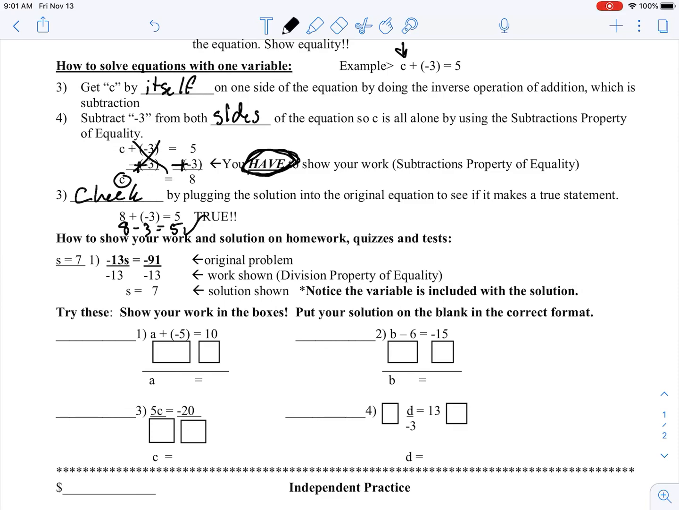So how do we show our work and solution on homework, quizzes, and tests? So we have our original problem here.